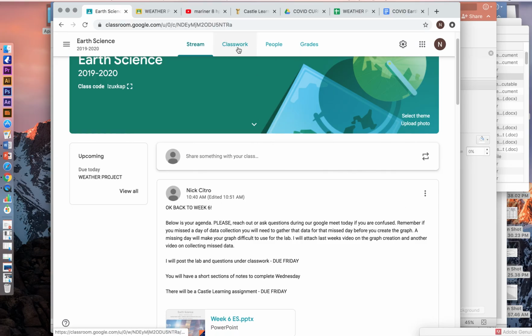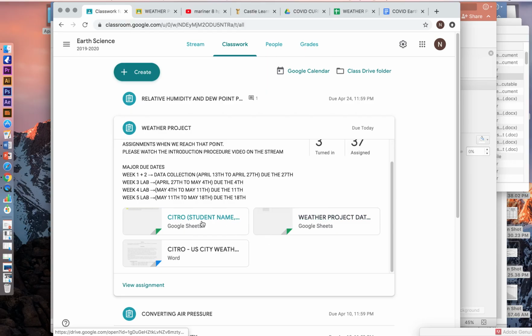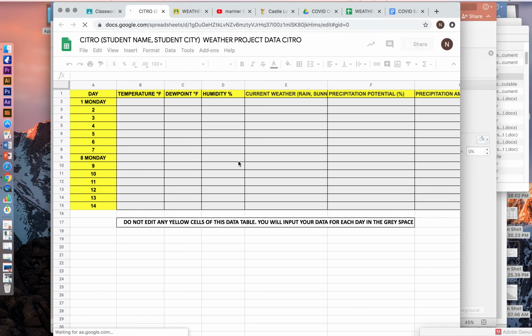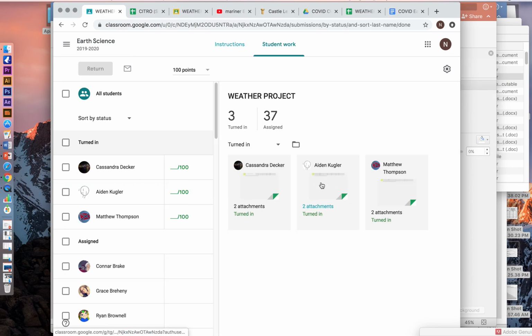So I just want to show you really quick. You're going to go to classwork, and this is the whole weather project, but you need to turn in your actual data sheet. So this is my practice sheet here. Yours will be completed, and when yours is completed, you will submit it as you've submitted your other classwork. As you can see here, I have a few people who have already submitted theirs. I need the rest of you folks to.